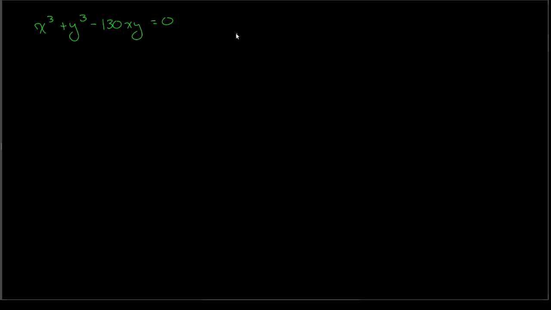So what we're going to ask ourselves is, what is dy/dx, and when is the slope 0, and when is the slope vertical? So we want to look for a horizontal tangent and a vertical tangent. So what we're going to do is the implicit derivation.